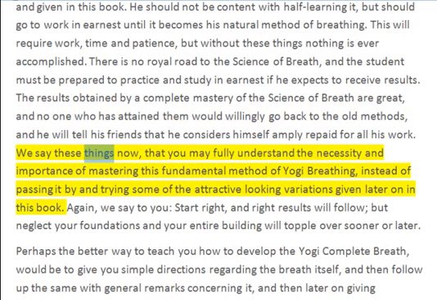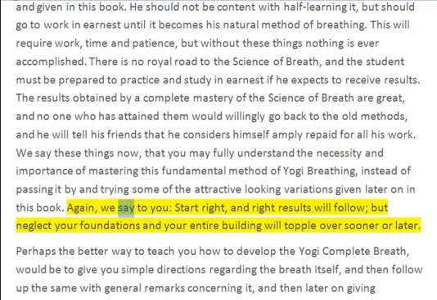We say these things now, that you may fully understand the necessity and importance of mastering this fundamental method of yogi breathing, instead of passing it by and trying some of the attractive-looking variations given later on in this book. Again, we say to you, start right, and right results will follow. But neglect your foundations and your entire building will topple over sooner or later.